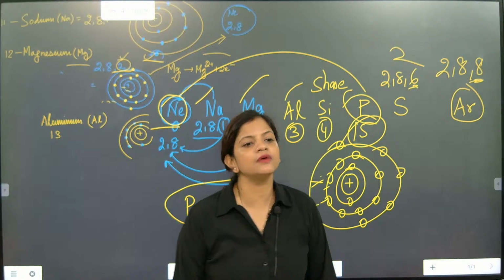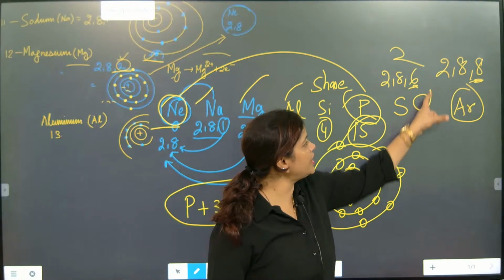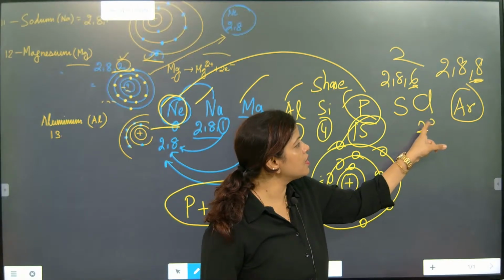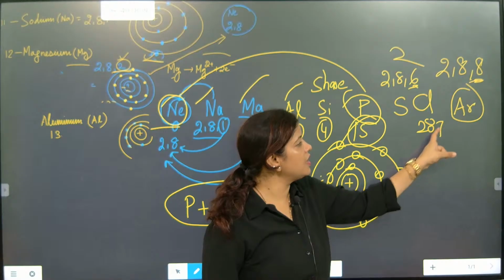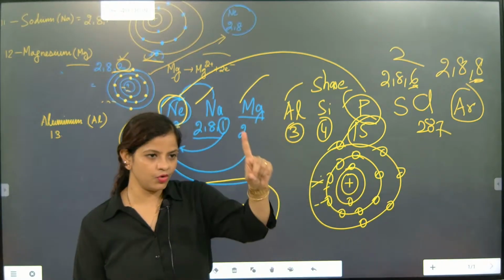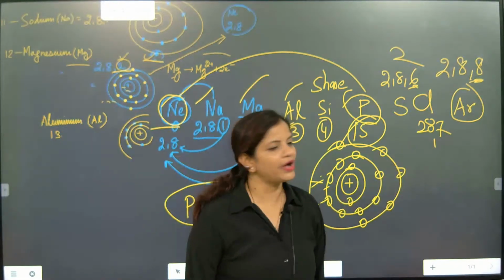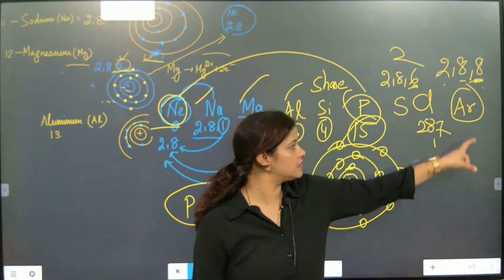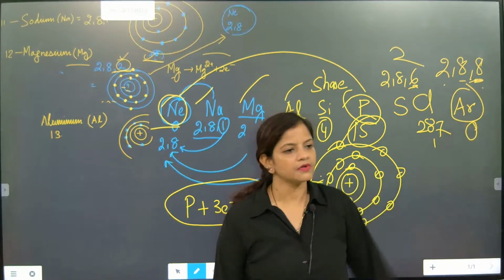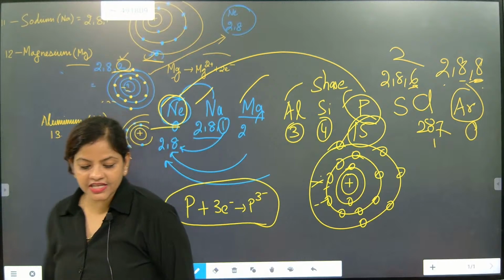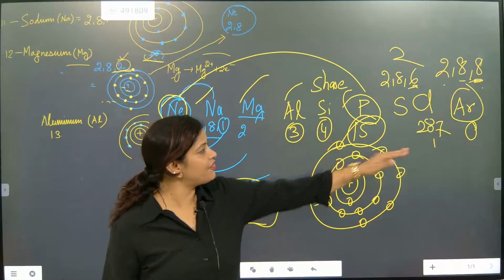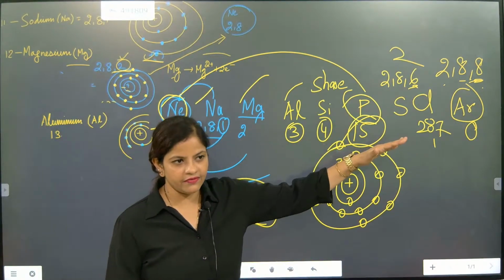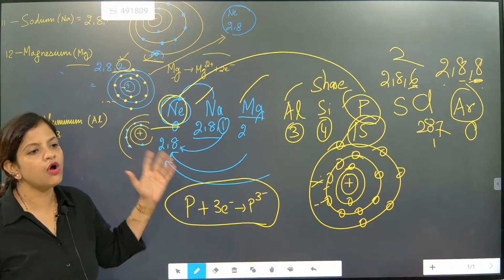After sulfur comes chlorine. Chlorine is having 2, 8, 7. How much is it needing? 1 more. So its valency is 1. After that, it is 2, 8, 8. What is the valency? 0. So all of them here are electronegative, and all of them here are electropositive.